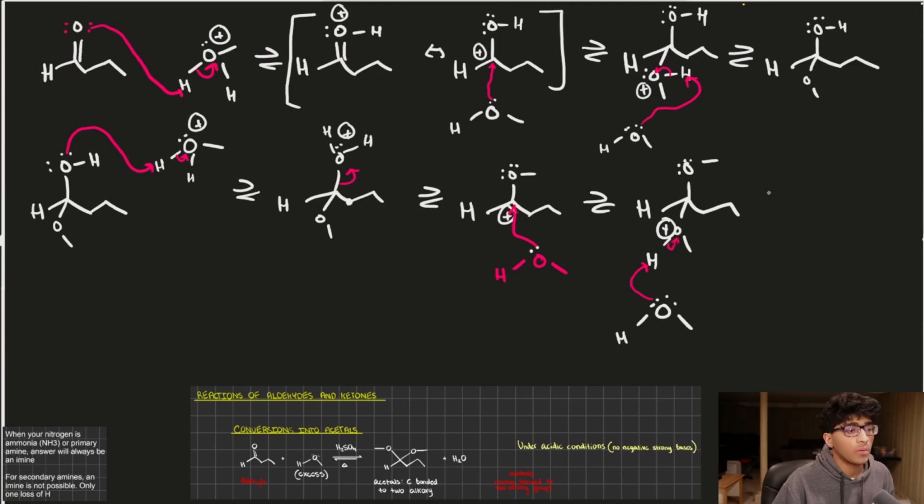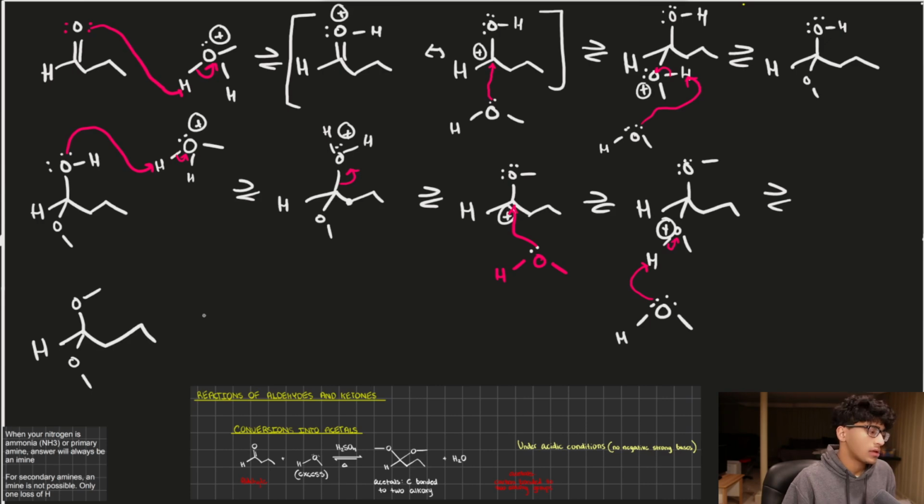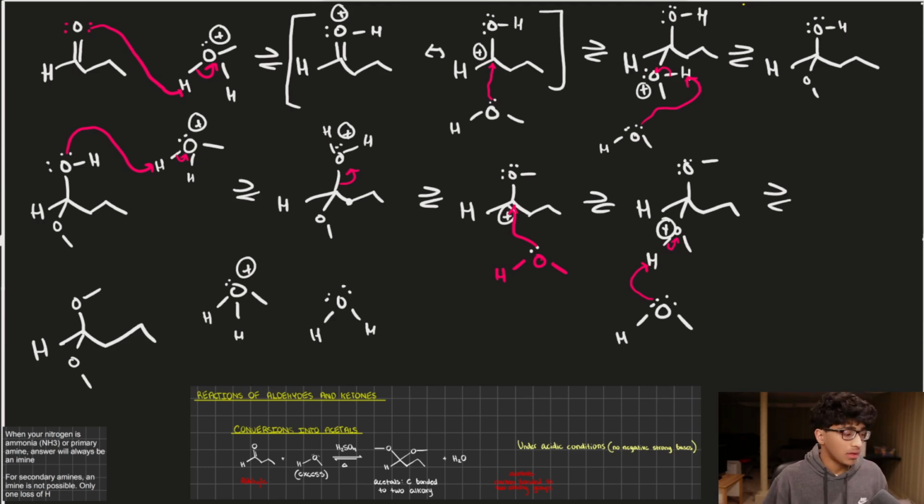Now we're going to form our final answer, which is our acetal. Then just draw the regenerated acid catalyst, which is just protonated methanol. And we formed water right here, so you can draw water and show the water being formed. Okay, that's really it.